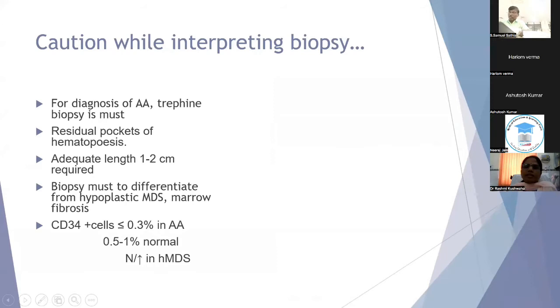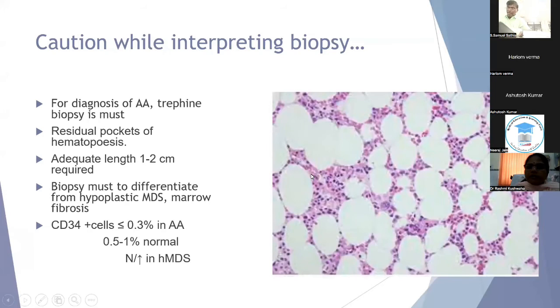For diagnosis of aplastic anemia, an adequate length of the biopsy is a must. Ideally, 1 to 2 centimeters of biopsy must be obtained. You can get other foci of residual hematopoiesis in the biopsy. Aplastic anemia is an ongoing process. It does not happen overnight. So in these patients, we might get focal areas of residual hematopoiesis.